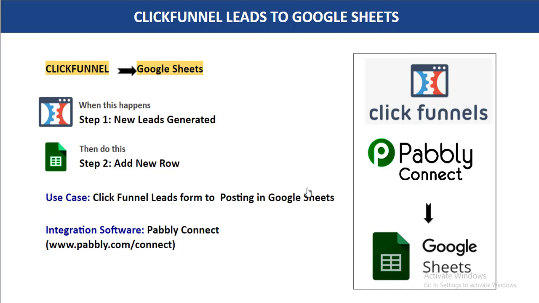So now the first step is whenever a new lead is generated in the ClickFunnels platform, a new row will be added in the Google Sheet with the lead details. For example, if you have a form in ClickFunnels which asks for name and email ID, it will capture that name and email ID in Google Sheet. So the use case here is very clear. When somebody fills up the form on the landing page of ClickFunnels, a new row will be added in the Google Sheet.